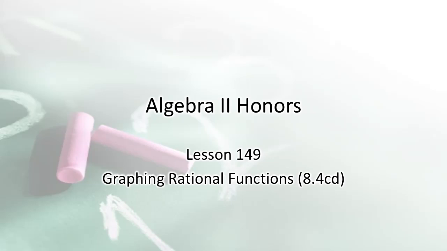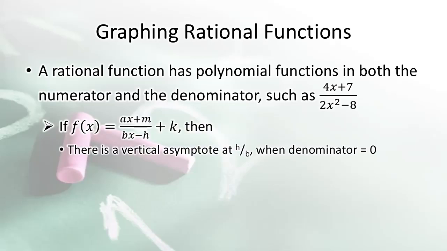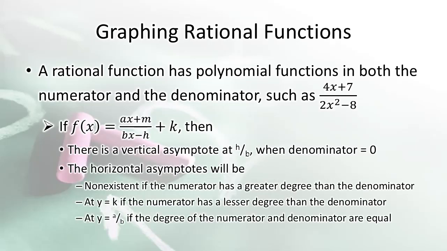So in the last lesson, we learned about graphing rational functions. Today, we're going to extend that knowledge of graphing rational functions. In the last lesson, we learned how to find the vertical and the horizontal asymptotes. Vertical asymptotes are going to occur when your denominator is 0. Your horizontal asymptotes are going to occur if you have an equal degree in the numerator and the denominator.